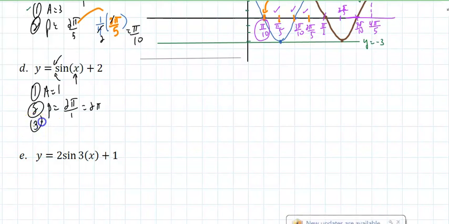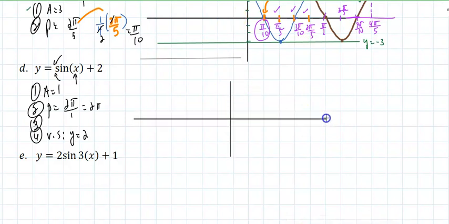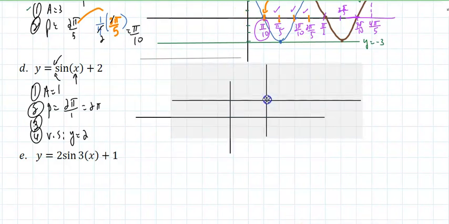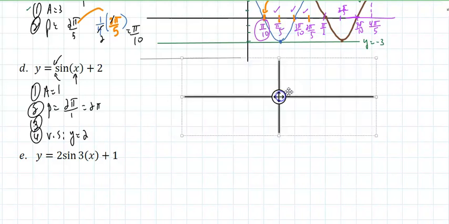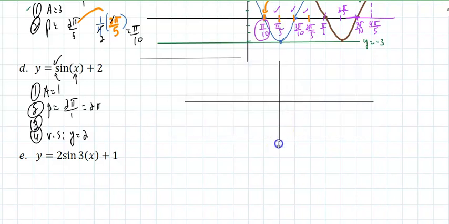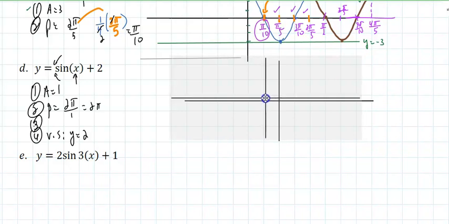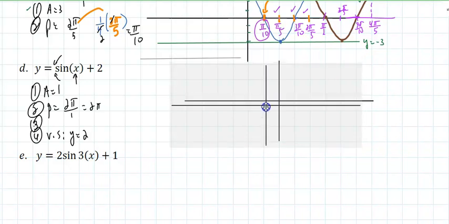3, there's none. But 4, we have a vertical shift at y equal to 2. So this is normally how we proceed. We start with the shifts first. Again, I could have used algebra. I taught this before using algebra. I found this to be much easier than using algebra to figure this out.